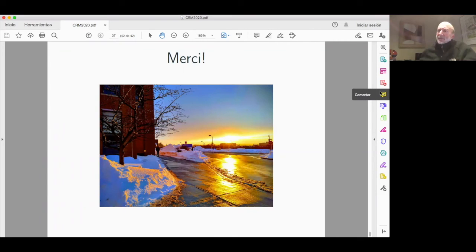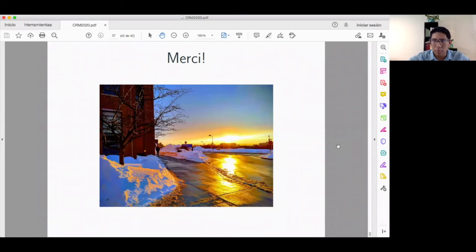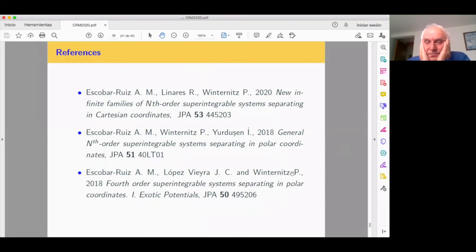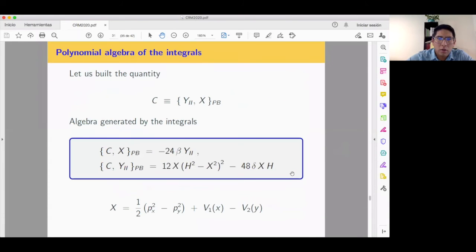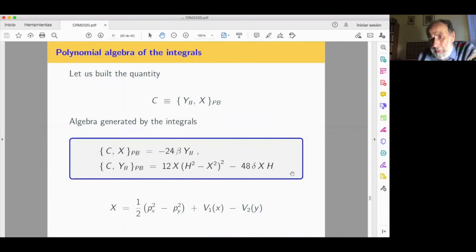So if I may ask, you're saying that the algebra behind the exceptional, say, Hermite polynomial is known and provided by this construct? Yes, it's known. What is this algebra? It's a cubic polynomial algebra.